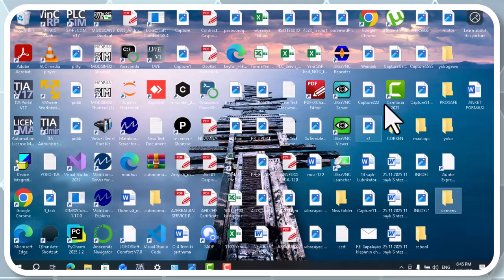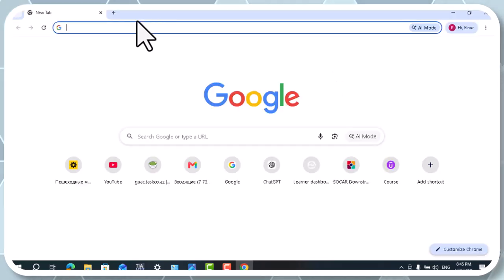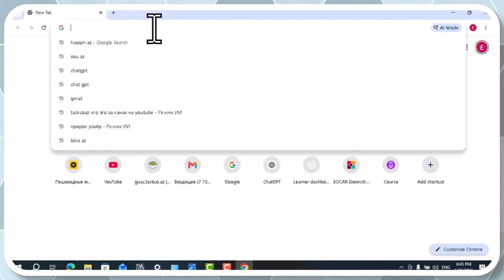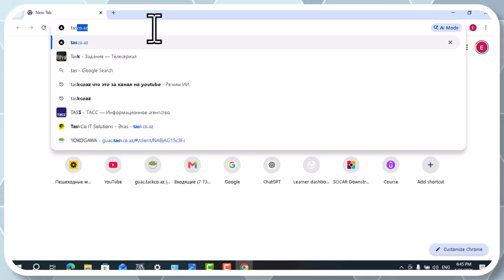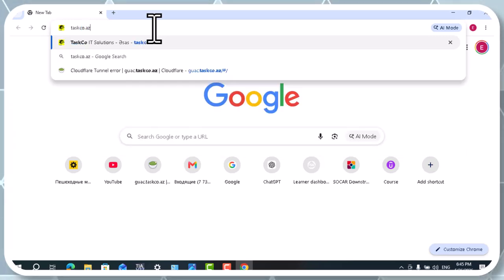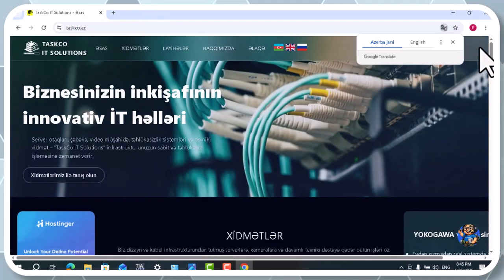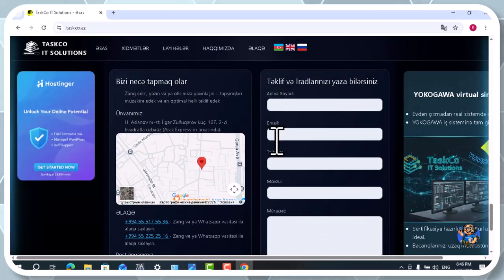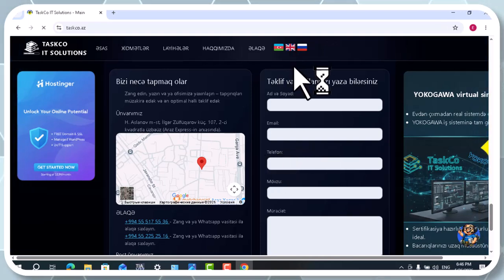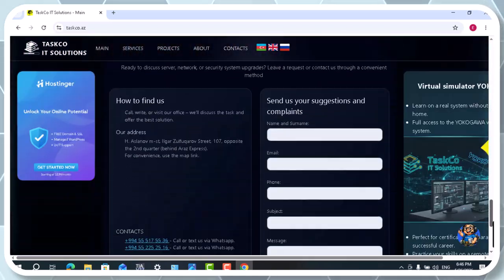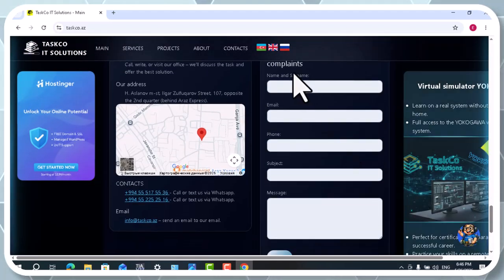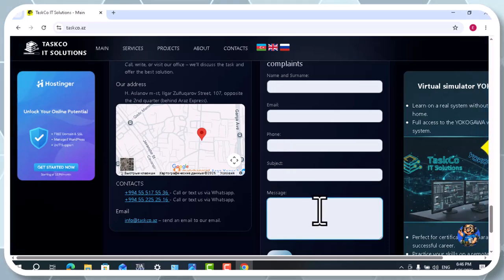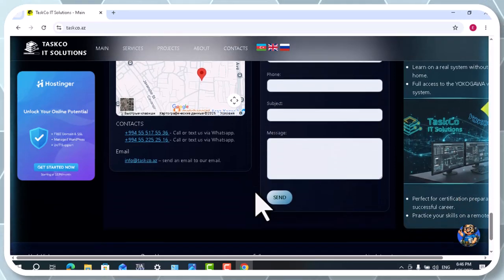request about the software on which you want to work. Here you write your name, your email, and phone is optional. We also have the English version of our website, and here you write your message.